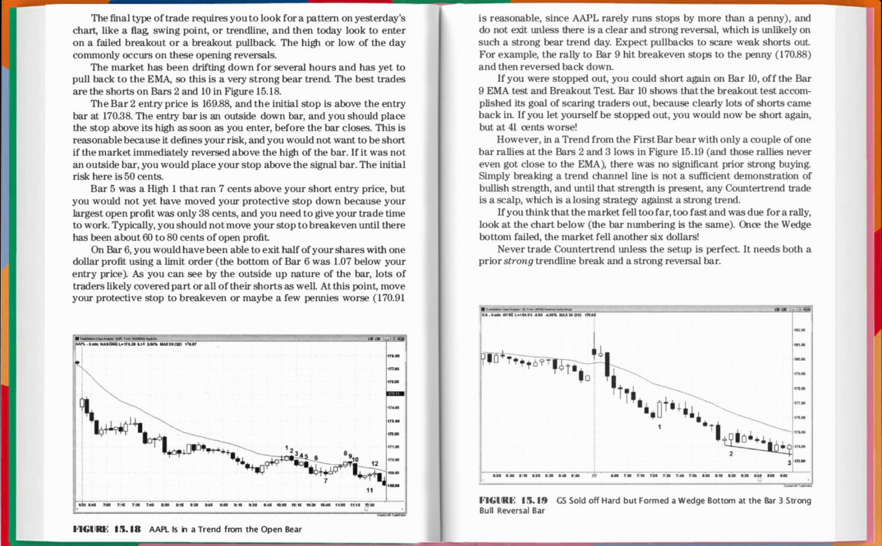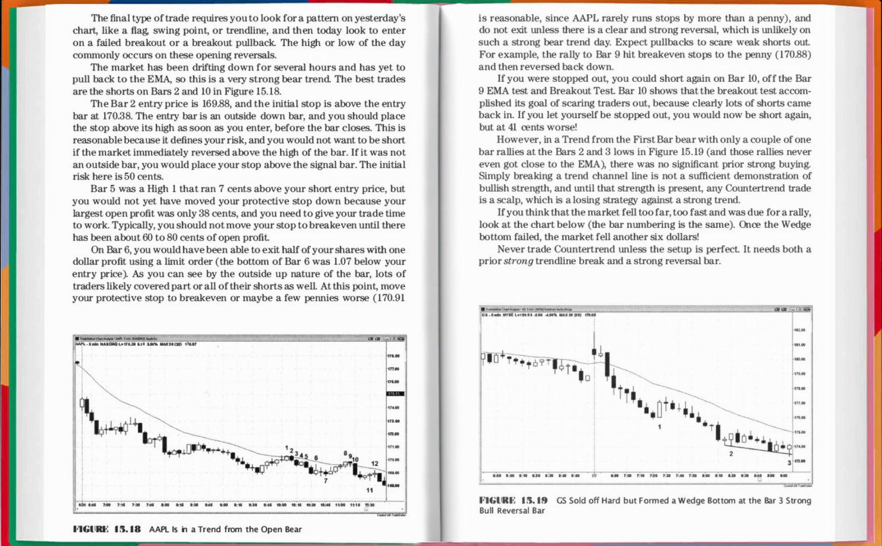However, in a trend from the first bar bear with only a couple of one-bar rallies at the bars 2 and 3 lows in figure 15.19, and those rallies never even got close to the EMA, there was no significant prior strong buying. Simply breaking a trend channel line is not a sufficient demonstration of bullish strength, and until that strength is present, any countertrend trade is a scalp, which is a losing strategy against a strong trend.